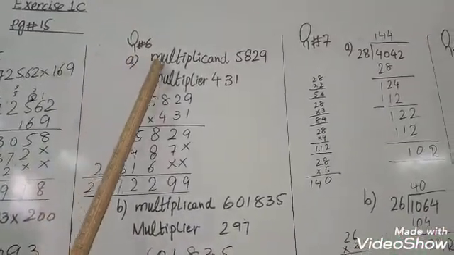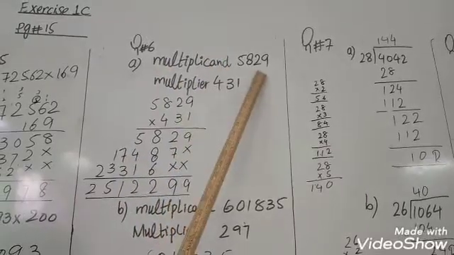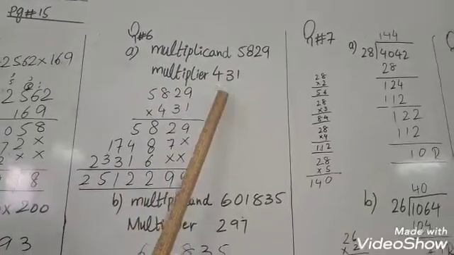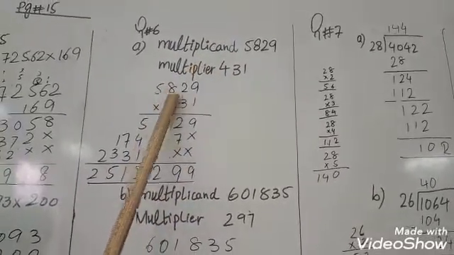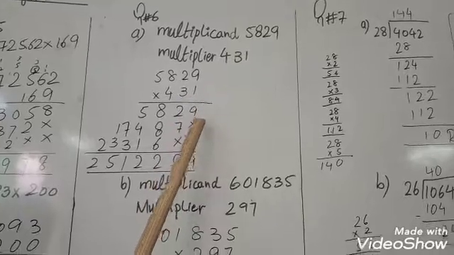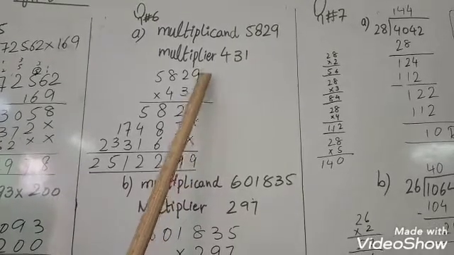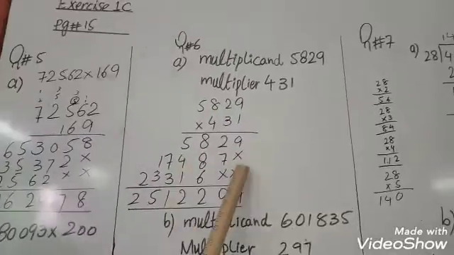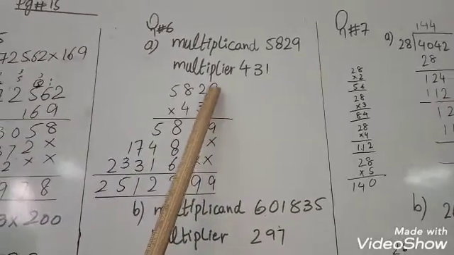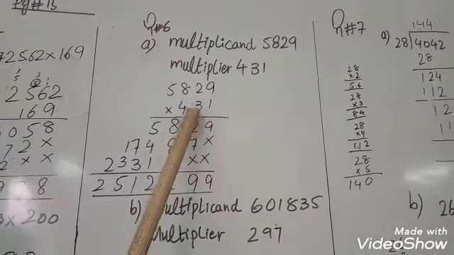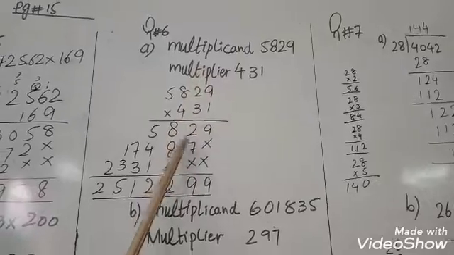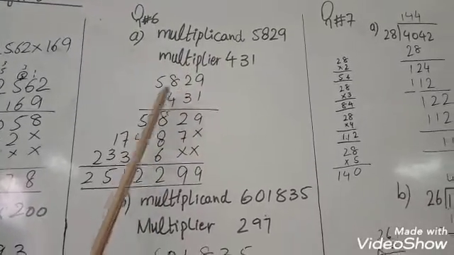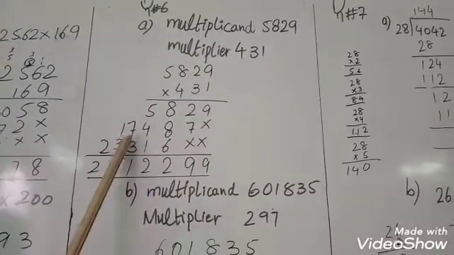Question number 6. Multiplicand and multiplier, find the product. We write the multiplicand first, then the multiplier, and then we multiply. 1 times 9 is 9, 1 times 2 is 2, 1 times 8 is 8, 1 times 5 is 5. Cross. 3 times 9 is 27, 7, 2 carry. 3 times 2 is 6 plus 2 is 8. 3 times 8 is 24, 4, 2 carry. 3 times 5 is 15 plus 2 is 17.